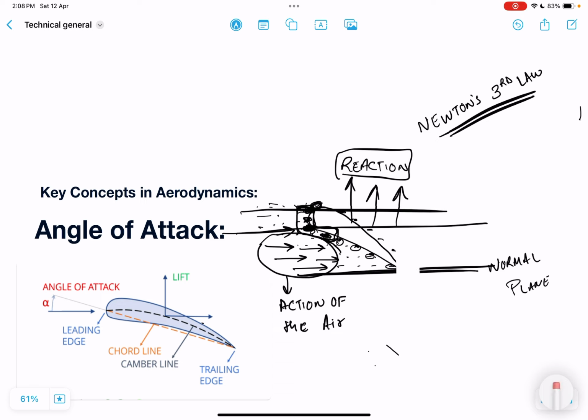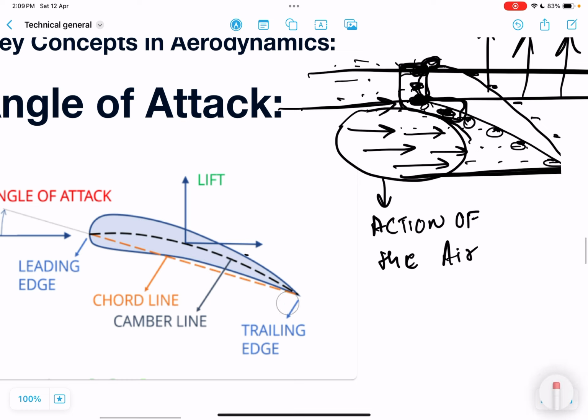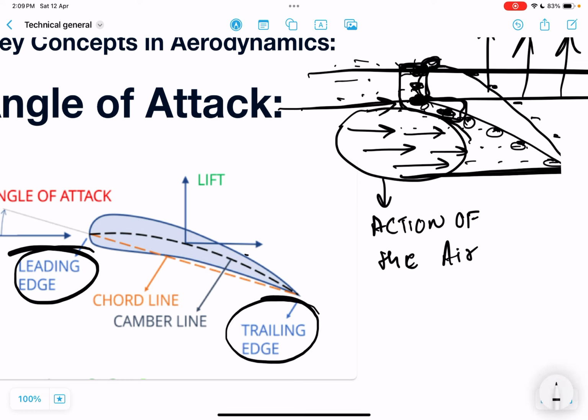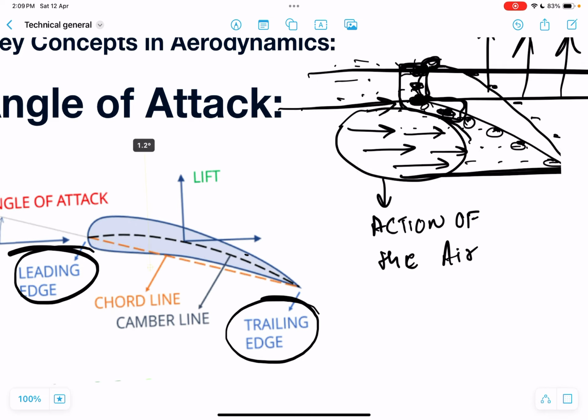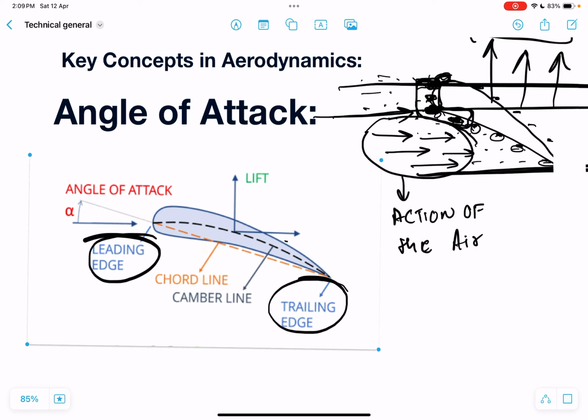Now the aerofoil that we're talking about, or the wing that we're talking about, has two sections. One is the trailing edge, the other is the leading edge. It's easier to remember because leading is what? In front. Trailing, it's going to be the opposite.